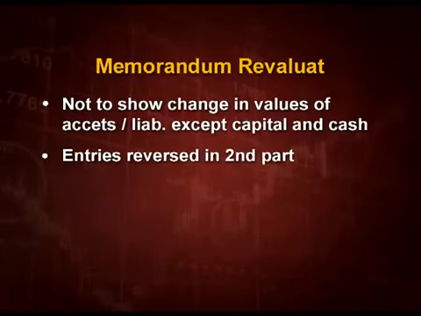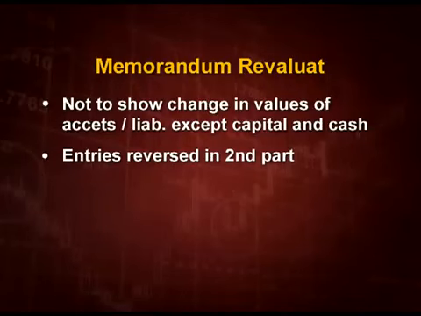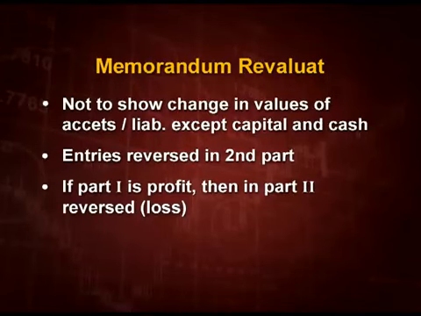Please see the next point. Entries are reversed in the second part. For example, if I am writing something on the debit side of the revaluation account, in the part 2 I will write it on the credit side. Similarly, if I am writing on the credit side in part 1, I will write on the debit side of part 2. Why? We will come to it. Next point, if in part 1 you are getting profit, then in part 2 it will be reversed, that is you will get a loss. Very simple, if in part 1 we are getting profit, if we reverse all the entries, what you will get? Loss, simple.